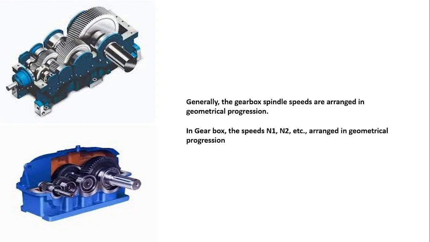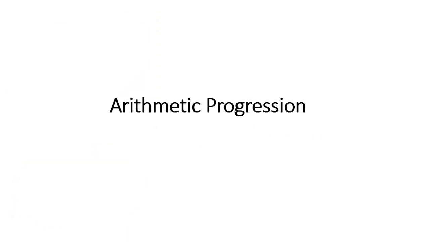with respect to geometrical progression? Let's see. Generally, the gearbox spindle speeds are arranged in a geometrical progression. In a gearbox, gear 1 has the speed n1, gear 2 has the speed n2. So these gears are arranged in geometrical progression. Before going into geometrical progression, we should be aware of what arithmetic progression means. How do we calculate arithmetic progression?